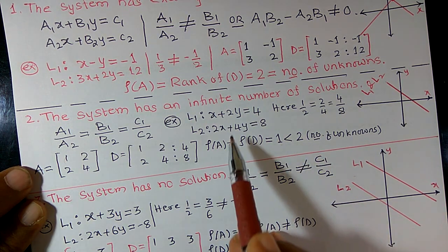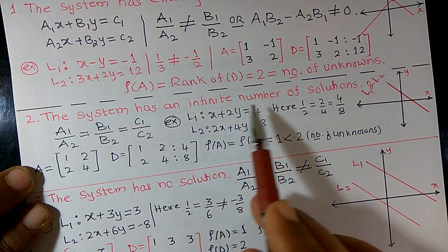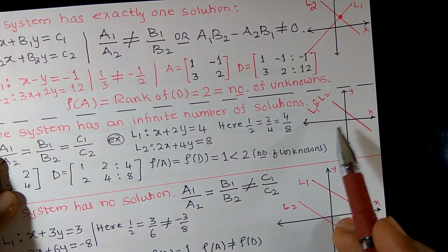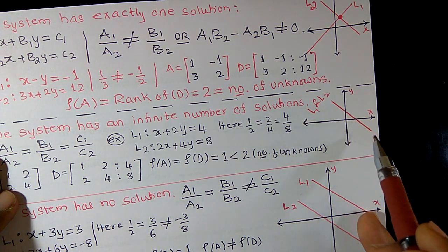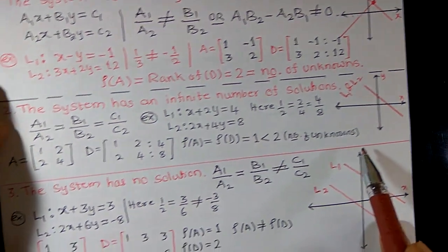2 means what? The number of unknowns, namely x and y. So according to the conditions, you can say that you will get an infinite number of solutions. Right? So geometrically, you can say that L1 and L2 are coincident straight lines. Right? So each point will be a solution.